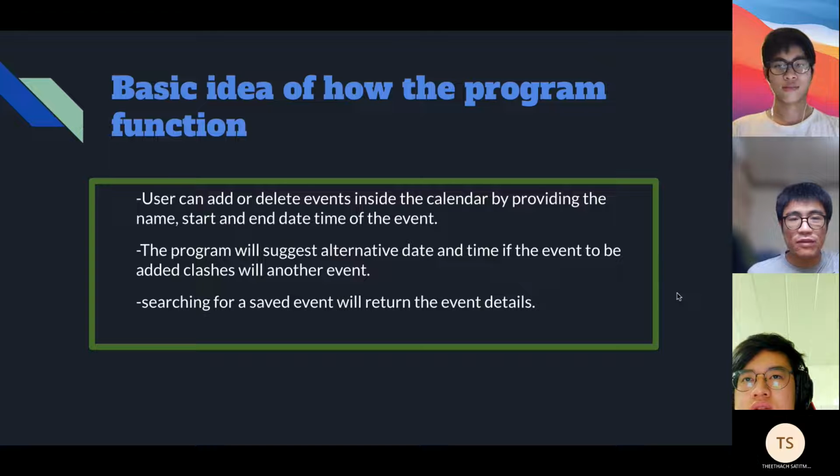Next is the basic idea of how the program functions. First, users can add or delete events inside the calendar by providing the name, start and end time of the event. Second, the program will suggest an alternative date and time if the event being added clashes with another event. And last, searching for an event will return the event details.